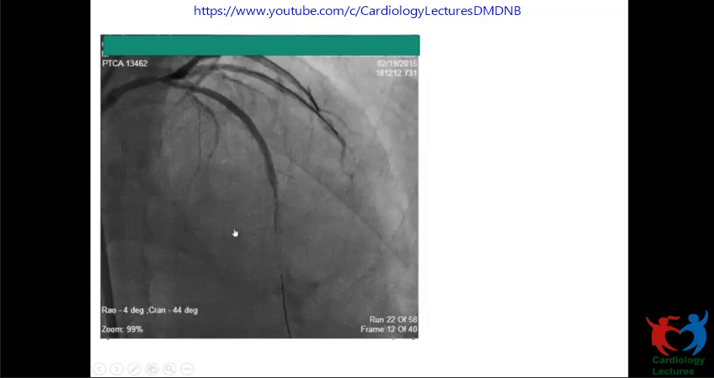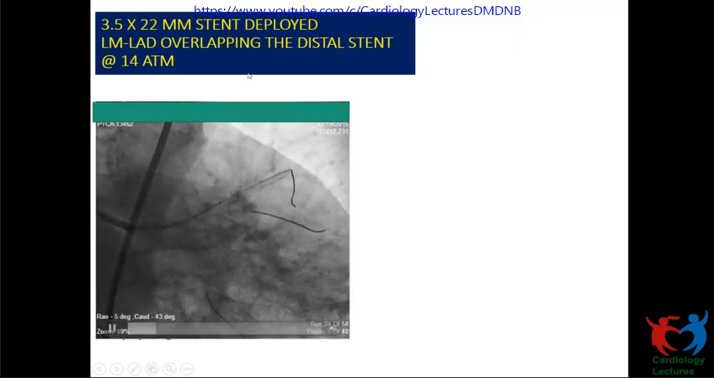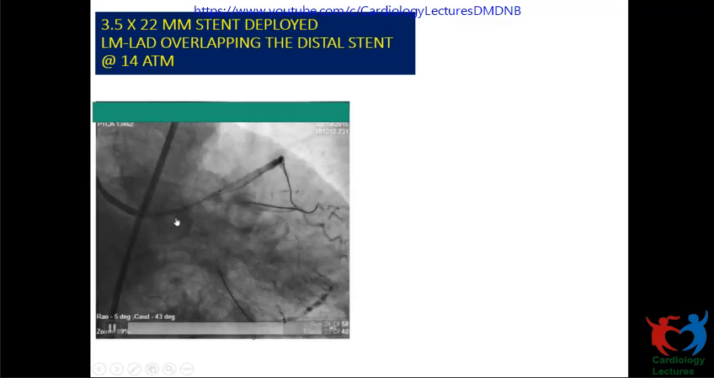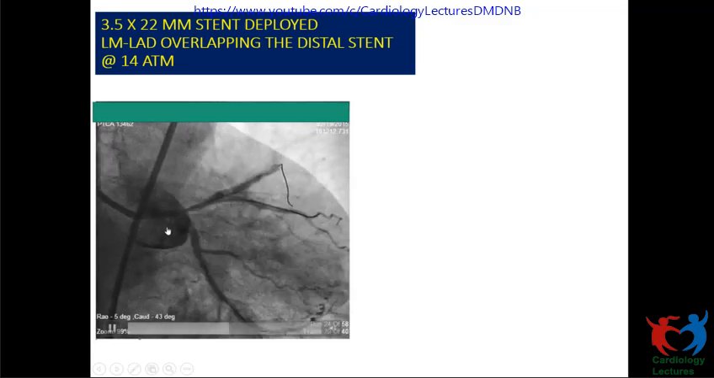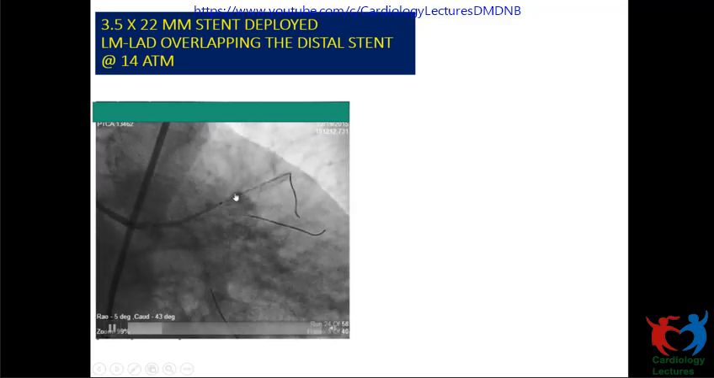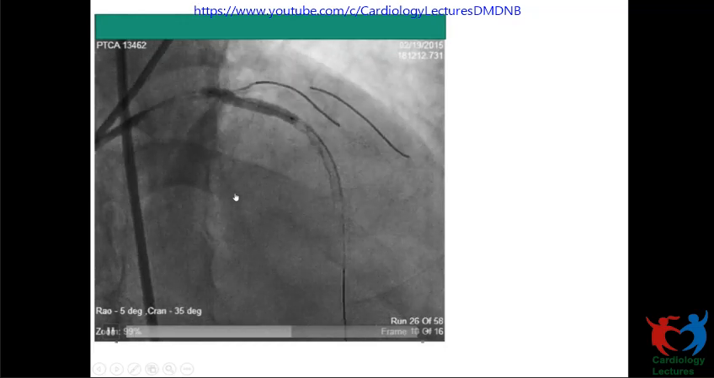So I think fairly done. And then we take another stent that is 3.5 by 22, which is from left main, almost a bit of left main to LAD, overlapping the previous stent. Yeah, again the comments can be passed on.